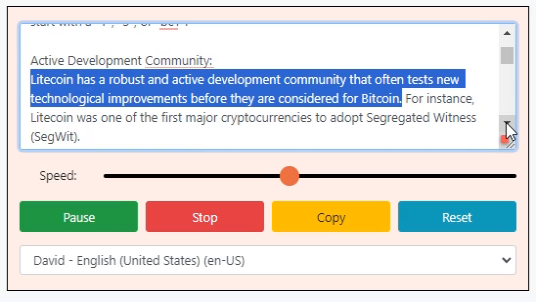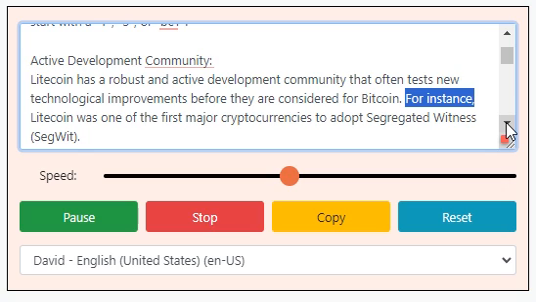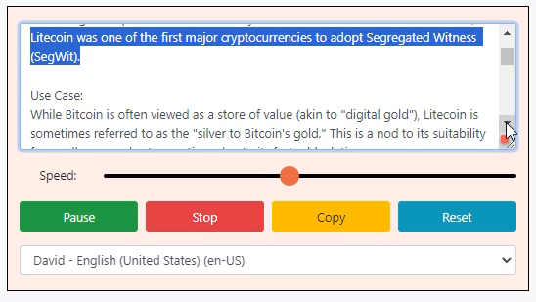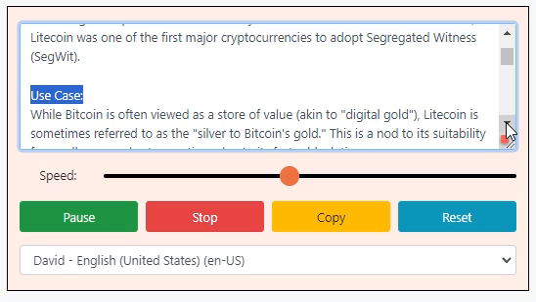Active development community. Litecoin has a robust and active development community that often tests new technological improvements before they are considered for Bitcoin. For instance, Litecoin was one of the first major cryptocurrencies to adopt segregated witness, SegWit, use case.